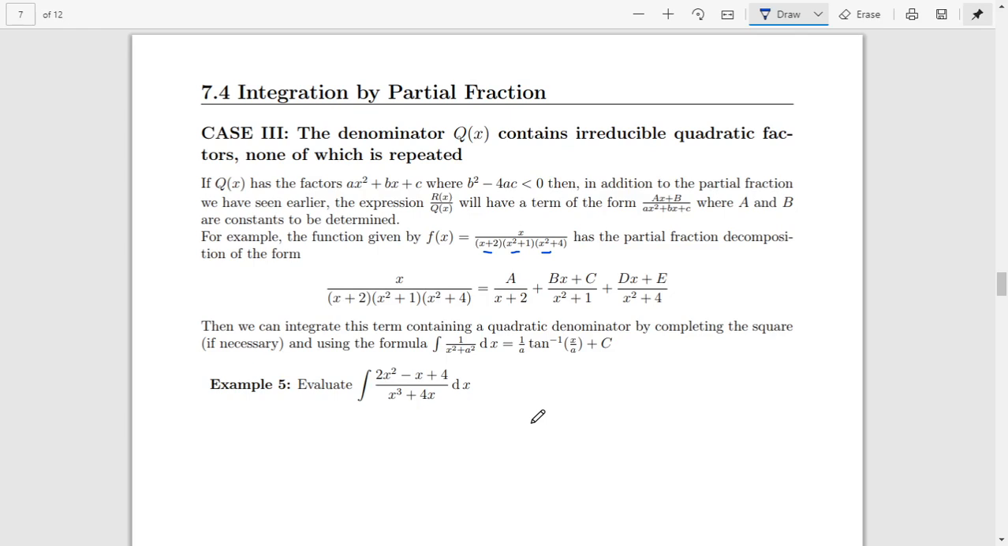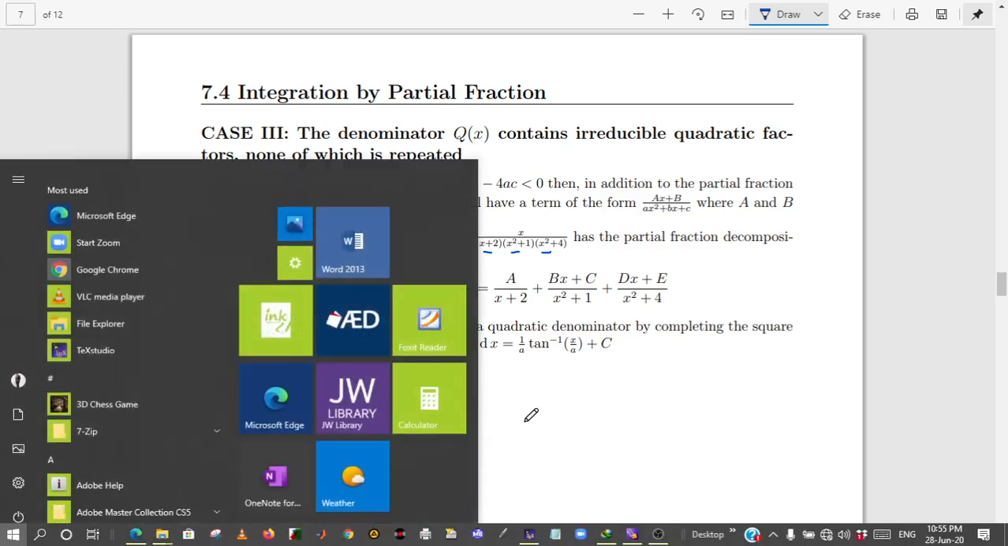Okay, let's look at an example. Imagine we are asked to integrate this.